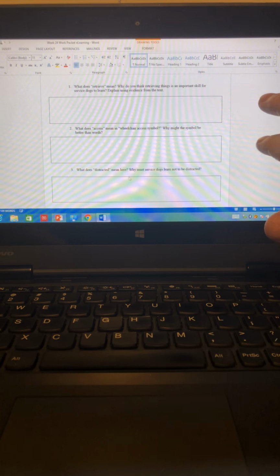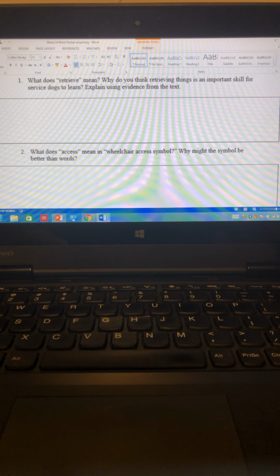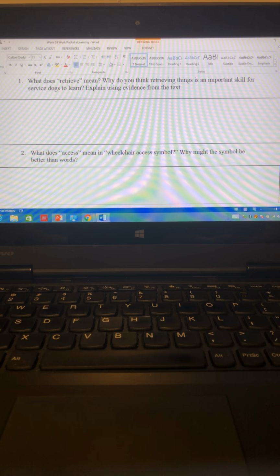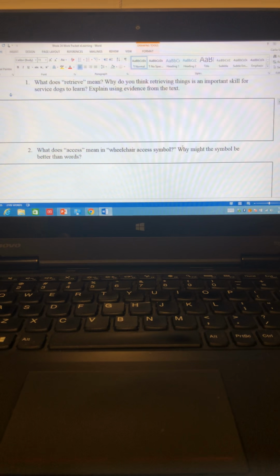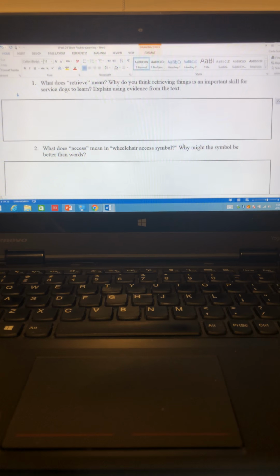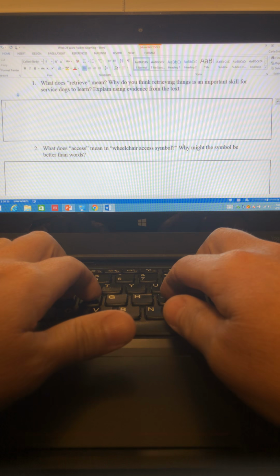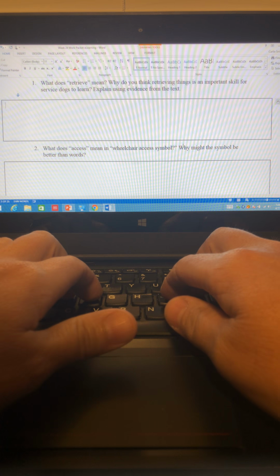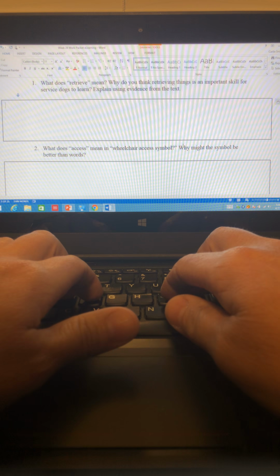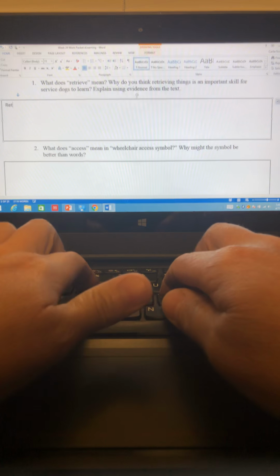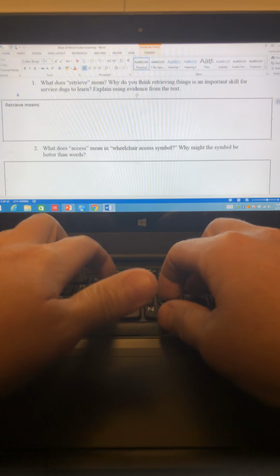What does the word retrieve mean? And the second part of the question, why do you think retrieving things is an important skill for service dogs to learn? We have to explain by using text evidence. So thinking about the word retrieve. In the text, The Right Dog for the Job, it said that the dogs must learn to retrieve. And then it says the trainer comes over, throws her keys to see if the dog can retrieve them. Retrieve means to bring something back.